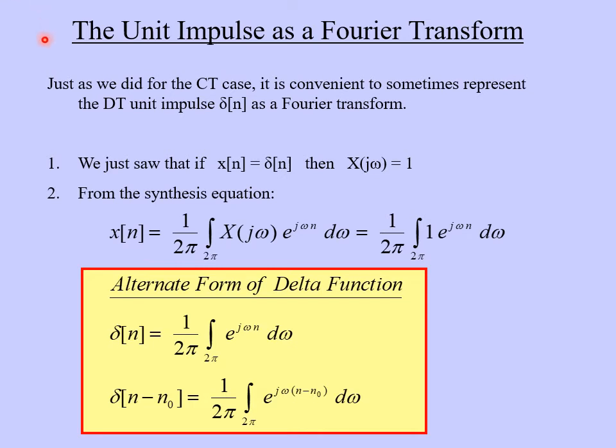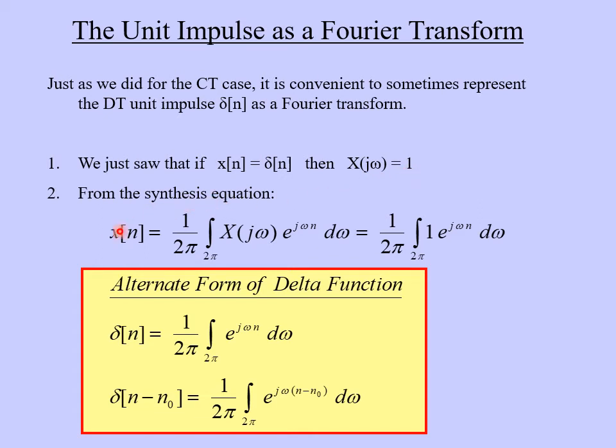Another thing we can do with the unit impulse is represent it as a Fourier transform. We did this in the continuous time case in chapter 4 as well, so this is very similar to what we did there. We just saw that if a sequence x of n is equal to a delta function, then the Fourier transform is equal to 1.